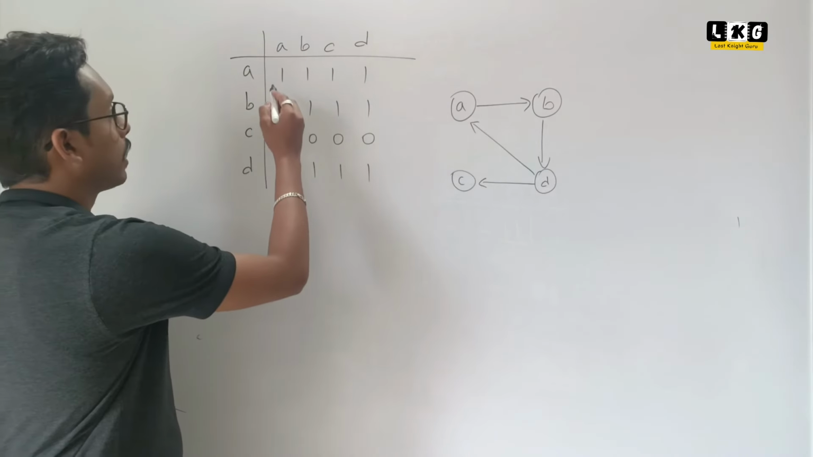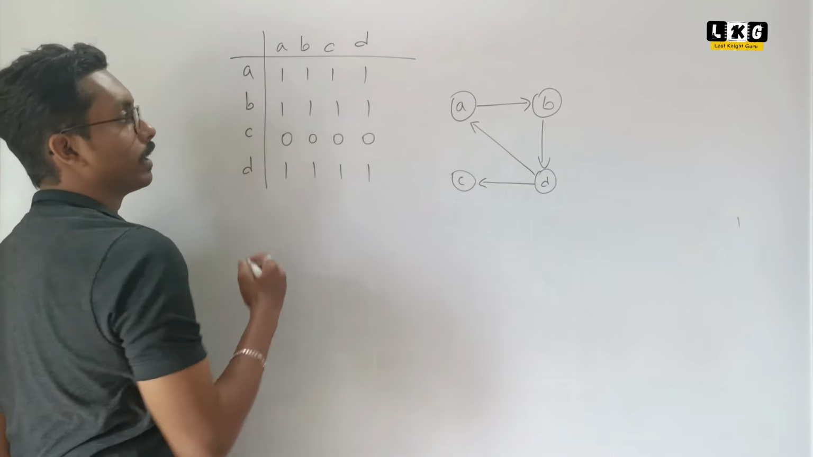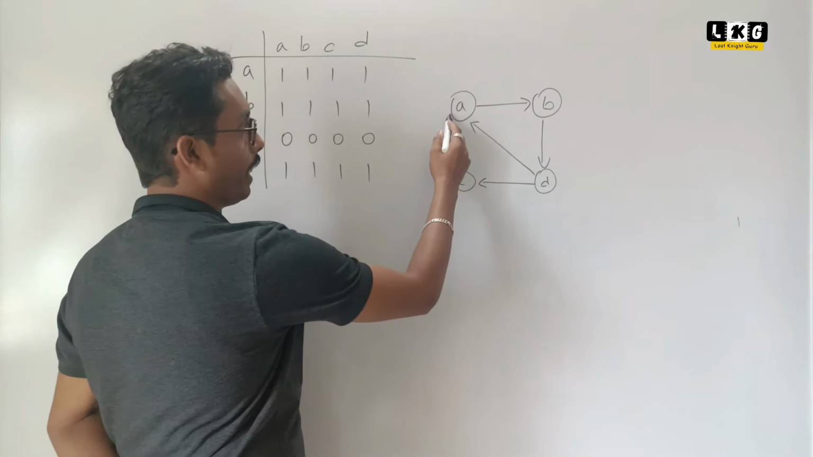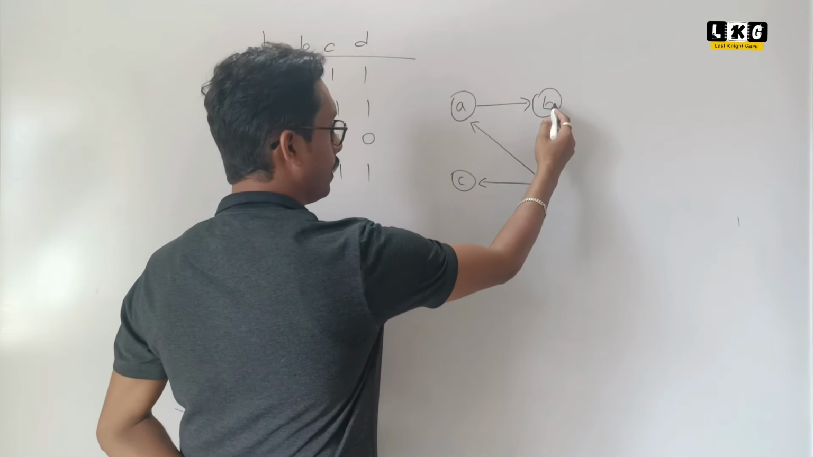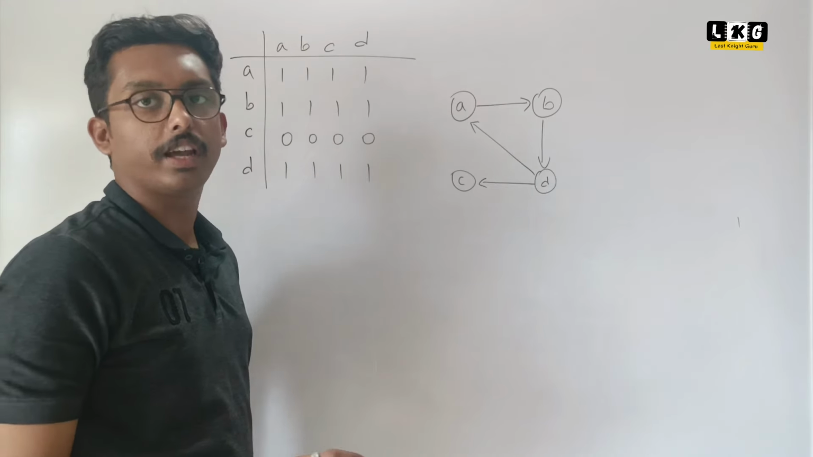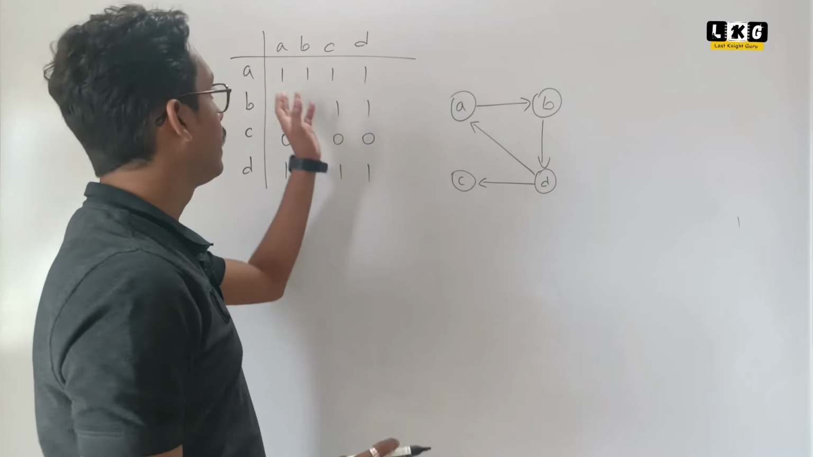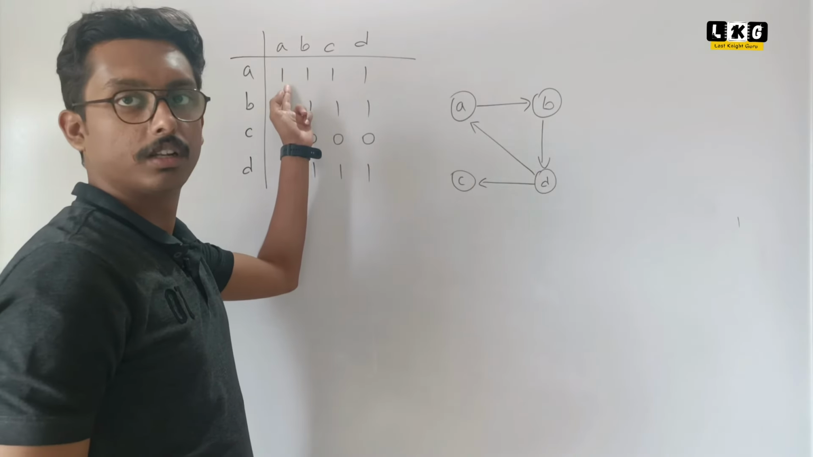Okay. So here, what does this A and A mean? A comma A is 1. That means that if I am starting from A, I can go to B, I can go to D, and again I can return back to A. That means that we have a route. Compulsorily a directed route is not required. Is there an indirect route? Yes, we can. So there is an indirect route.